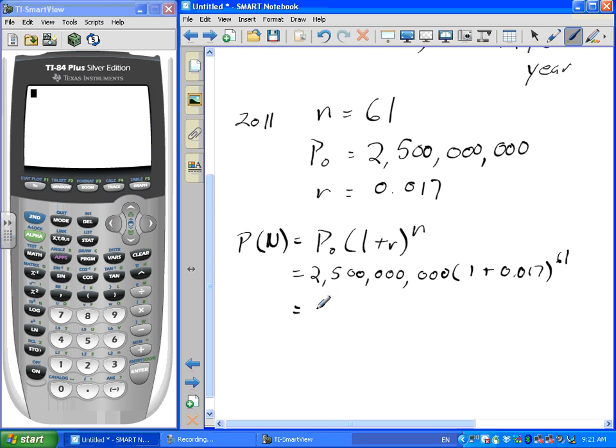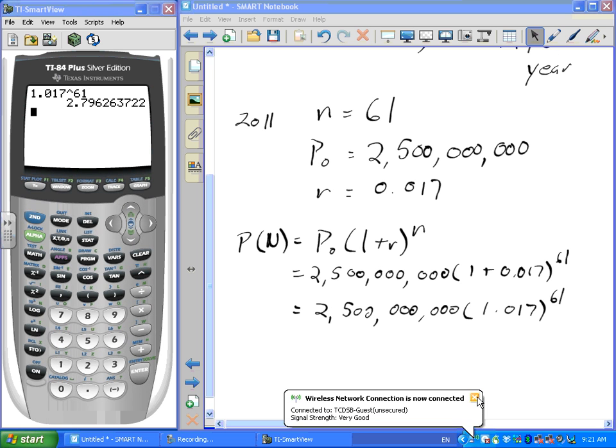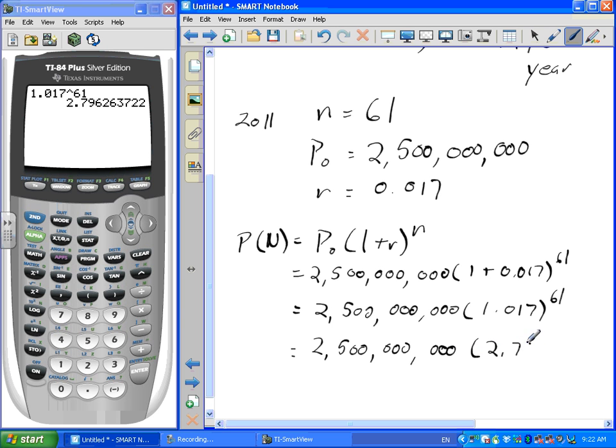Okay? So, I'm going to deal with brackets first. Remember, we have to follow BEDMAS. 1.017 to the power of 61. So let's put that in. 1.017 to the power of 61 equals. Didn't turn out to be a very large number because we had a small growth rate. It was only a growth rate of 1.7%. So, 2.5 billion multiplied by 2.796.